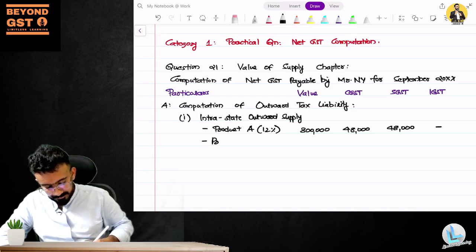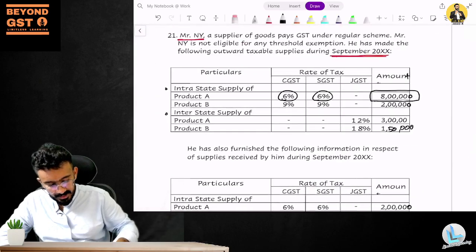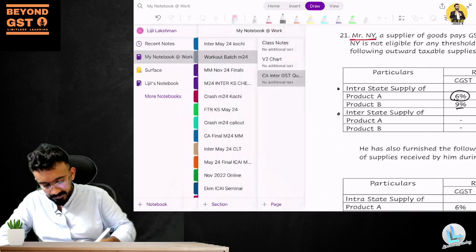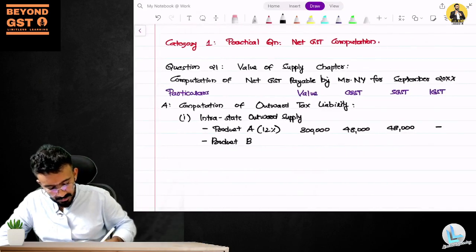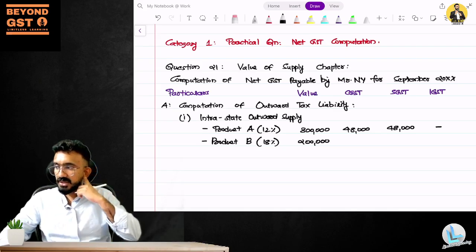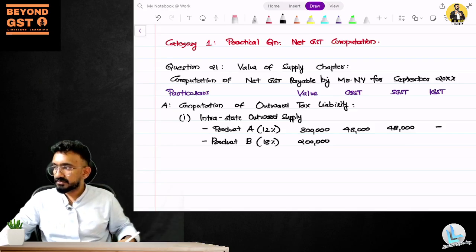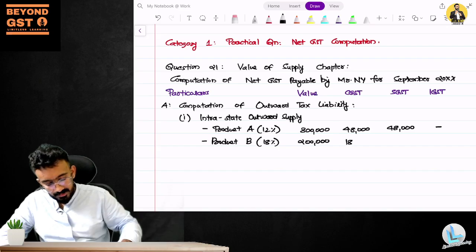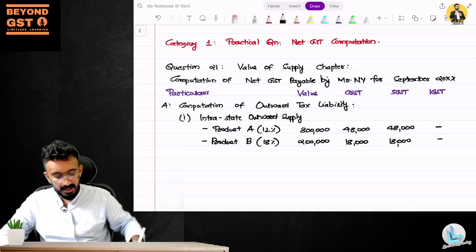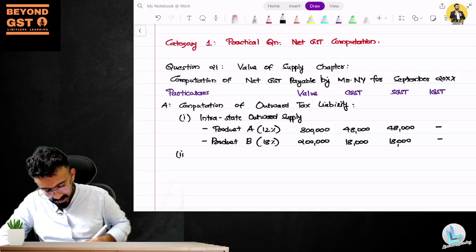Then product B. It is taxed at what rate? 18% rate, 9 and 9 it will come. 2 lakh. So what is 9% of 2 lakh? 18,000. This is my intrastate outward supply. My second would be interstate outward supply.